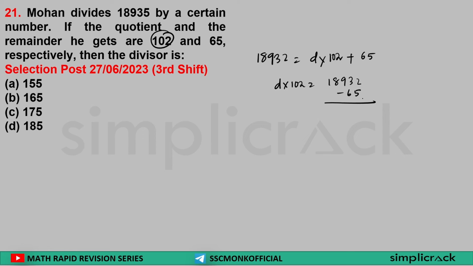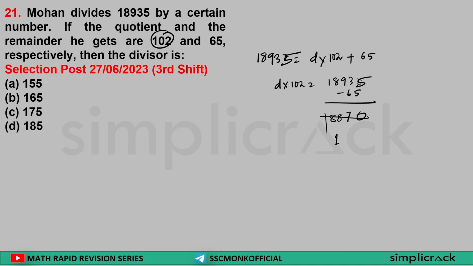Here 5 minus 5 is equal to 0. 13 minus 6 is equal to 7, 8, 1. Sorry, so this will be 18867. Clear? Yes. So what is divisor into 102? This. Now the divisor will be this divided by 102.